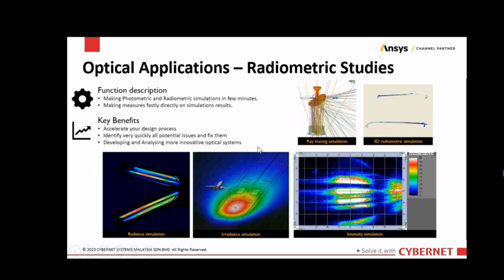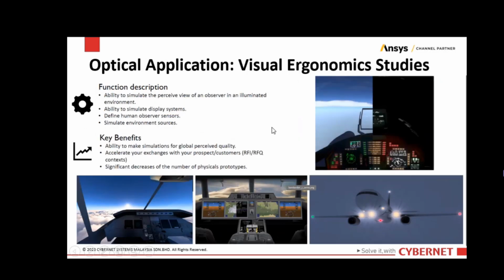Here are some example applications we will use for the analysis. First is the photometric and radiometric study. We can use a radiant sensor, the irradiance sensor, and the intensity sensor to get the result for the photometric and radiometric study. The second application is the human eye and virtual reality, so this is the immersive and the observer. We can use the VR sensor and also the human eye sensor to create this kind of study.